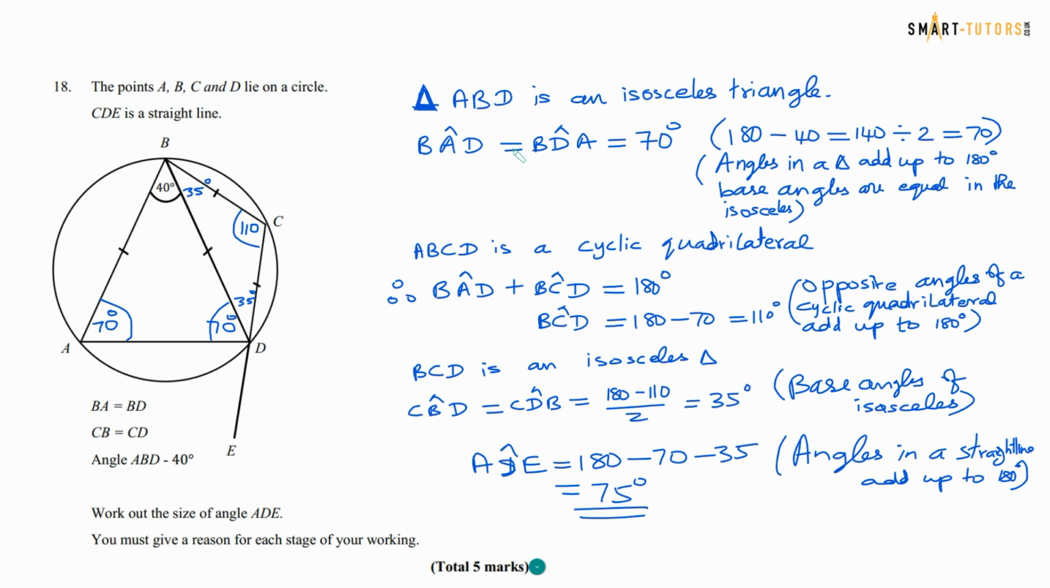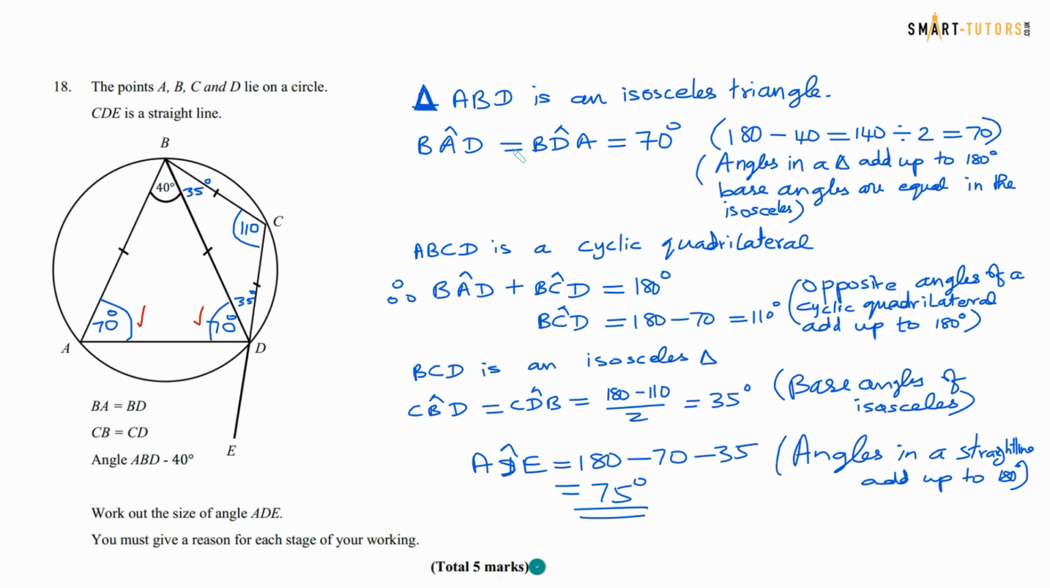Question number 18. The points A, B, C, D lie on a circle. It's a circle theorem, so I have written all the step-by-step process. Here they have given two sides equal, so this is an isosceles triangle. So 180 take away 40 is 140, divided by 2 is 70. So we found this angle, the base angle of the triangle.